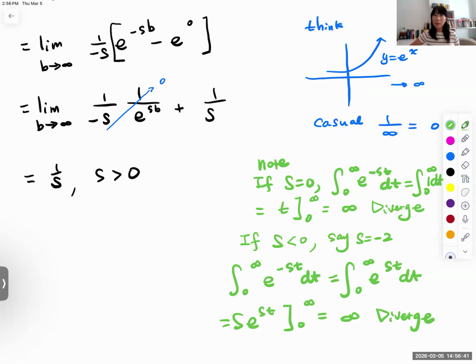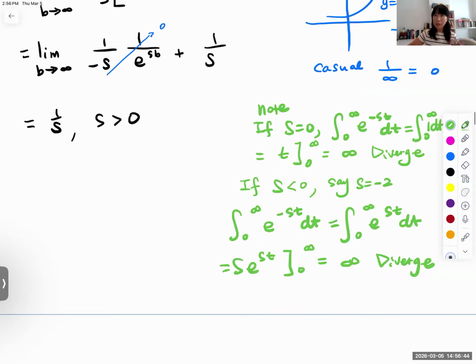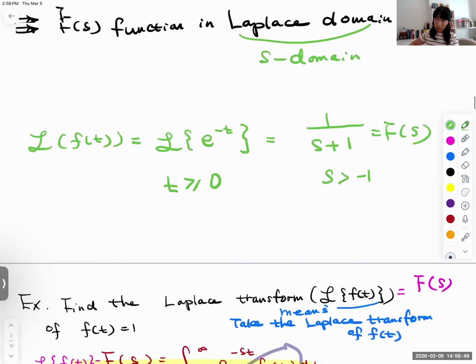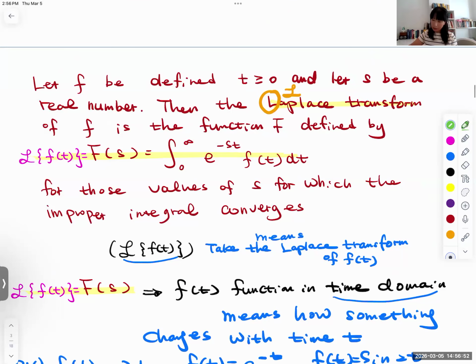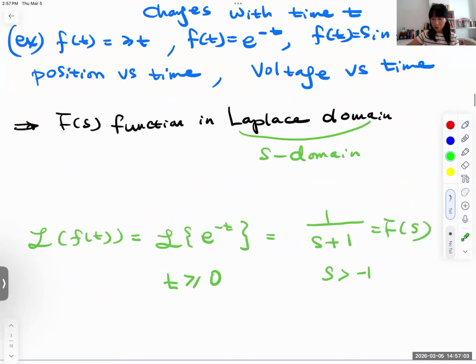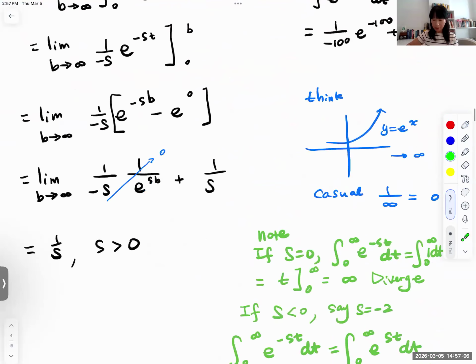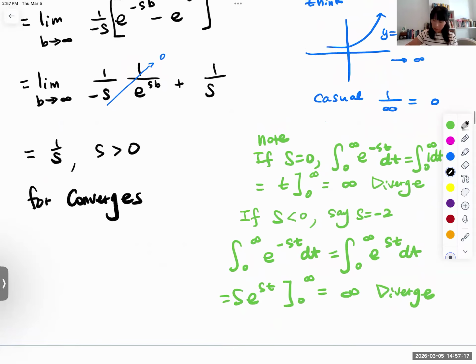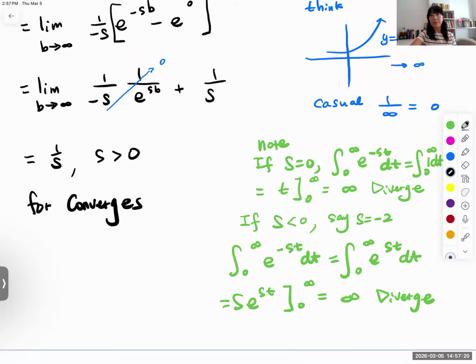So we don't want divergence. We focus on convergence, because we said earlier that for the Laplace transform we only consider values of s that converge. That's why s must be greater than 0 for convergence. Make sense?